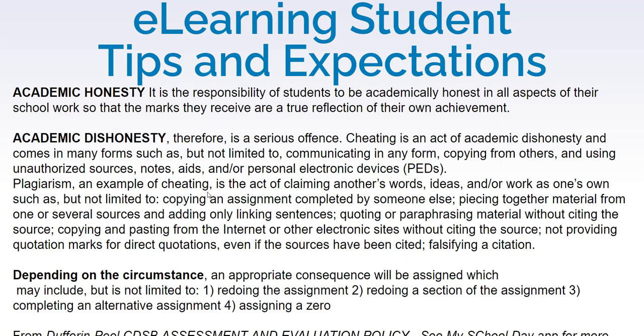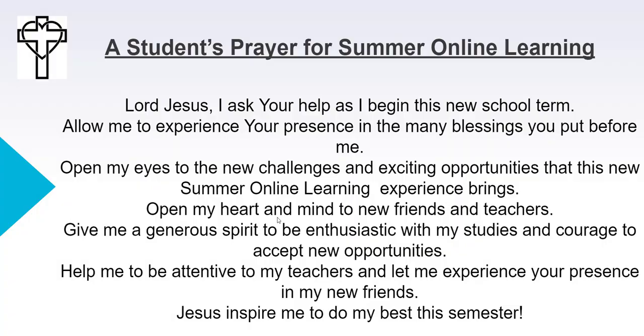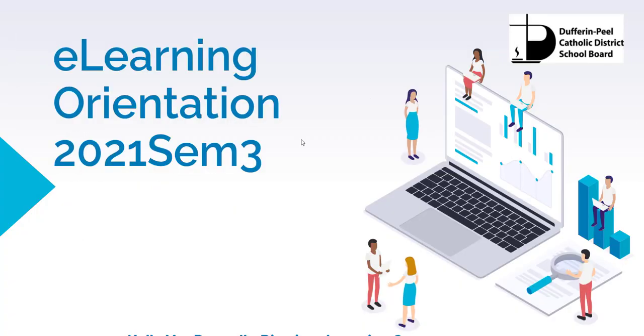Depending on the circumstance, an appropriate consequence will be assigned, which may include, but is not limited to, redoing the assignment, redoing a section of the assignment, completing an alternative assignment, or receiving a 0. This was taken from the Dufferin Peel Assessment and Evaluation Policy, which you can view in your My School Day app for more information. And that concludes our orientation video.